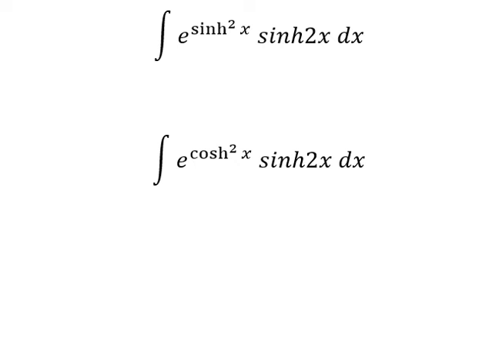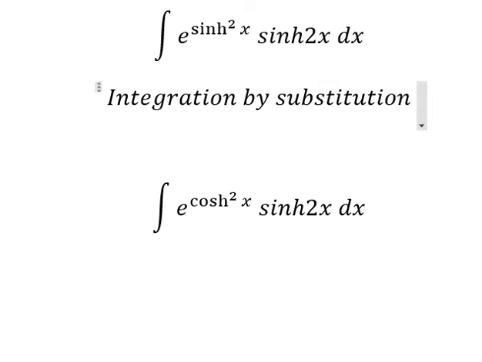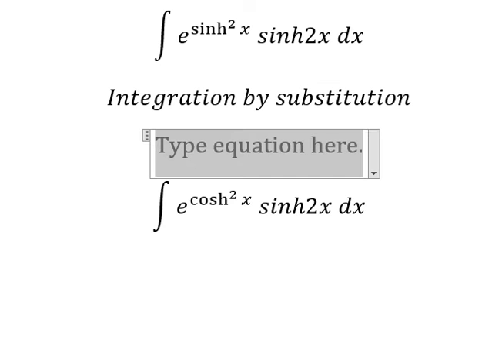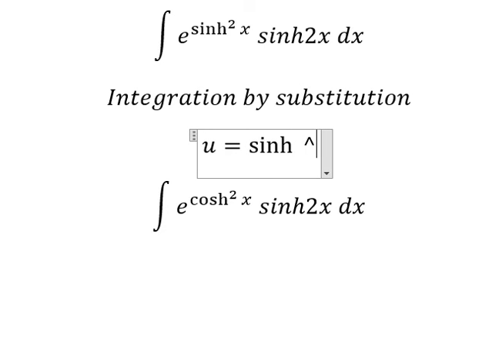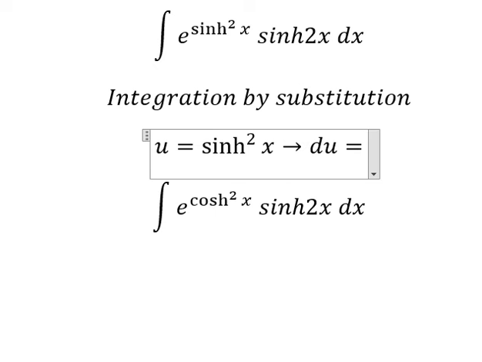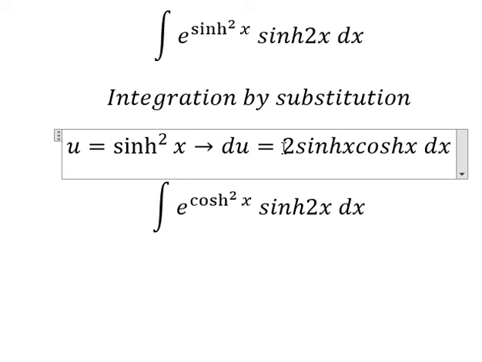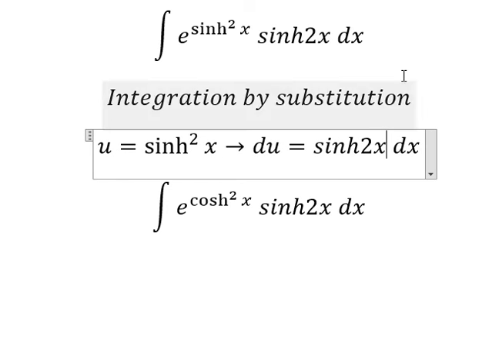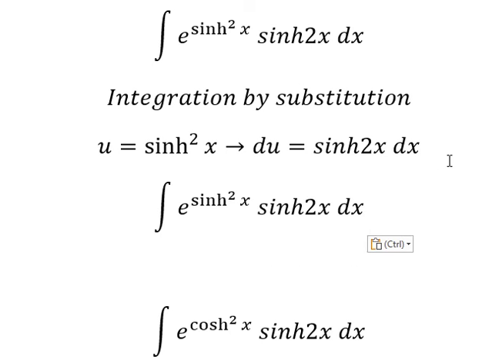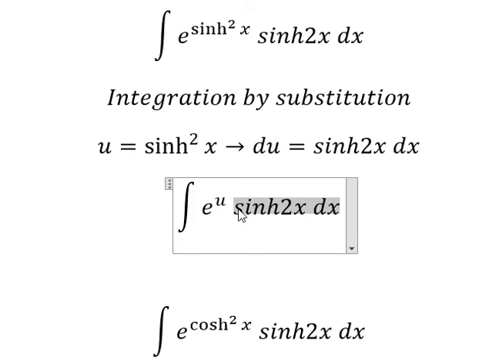We need to use integration by substitution. So I will put u equals sinh^2(x). Later, we take the first derivative of both sides, and we have du equals 2 sinh(x) cosh(x) dx. This one is sinh(2x). So this one we change to u, and this one we change to du.